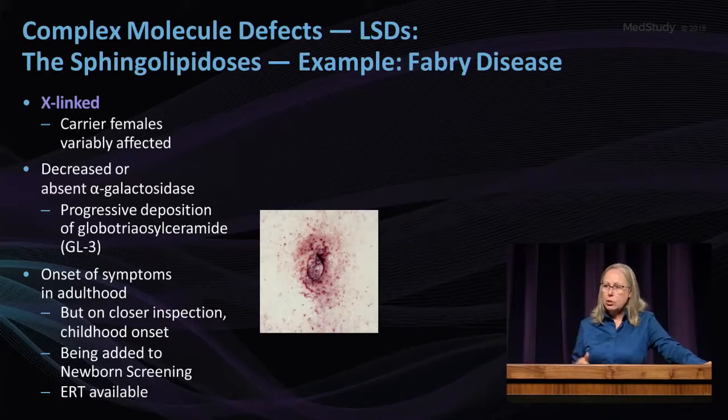So when you start actually looking, you can see childhood onset of these internal issues. And this is being added to newborn screening. Because of this, we can start to see the renal problems much earlier if we're looking for them. And we have an enzyme replacement therapy for it, so we can actually begin treatment and get better outcomes.